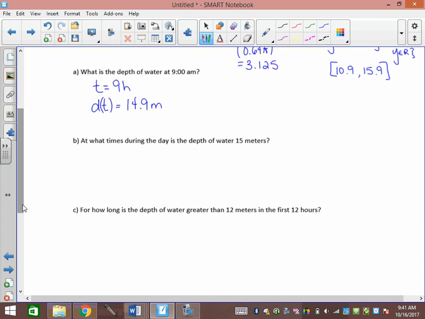At what times during the day is the depth of water 15 meters? Now, I gave this question because I feel like it's not actually worded very correctly. During the day, during that whole day, or during daytime? And what is daytime, right? That's a terribly worded question because what is day? Day could be anything, right? So how would this be worded better? At what times during the first 24 hours past midnight? That would be a better way of asking it, right?